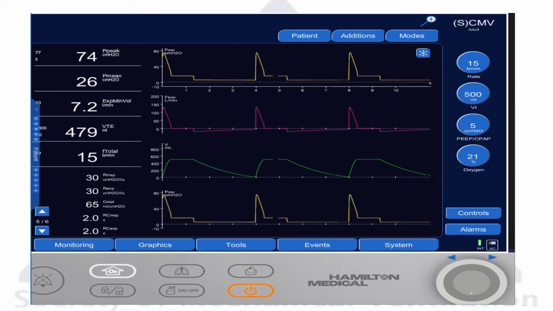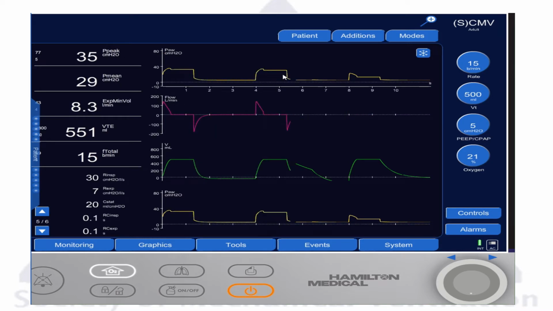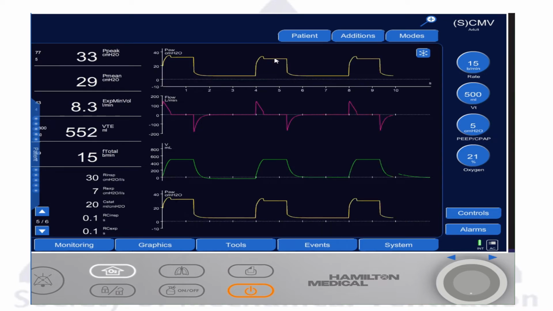Now let's make again the resistance within normal and worsen the compliance back to about 20. And again, we'll notice that the peak inspiratory pressure will increase, but the plateau pressure here, you can see the difference is very minimum between the peak and the plateau. Again, the peak expiratory flow became very deep and very short time constant. The respiratory system wants to collapse.